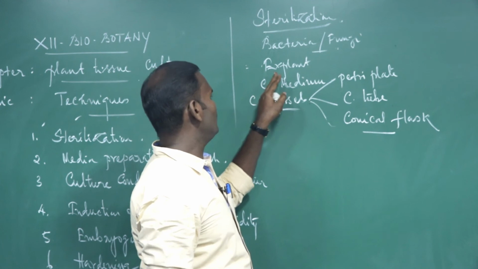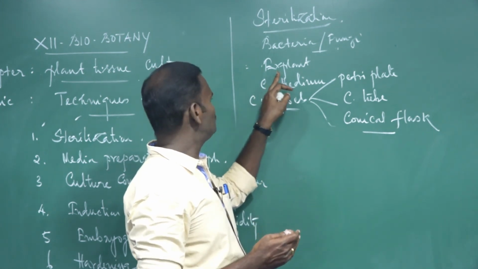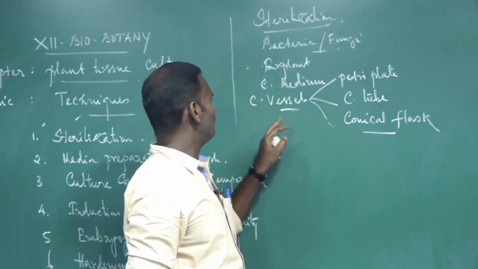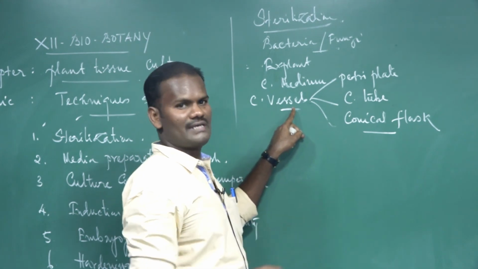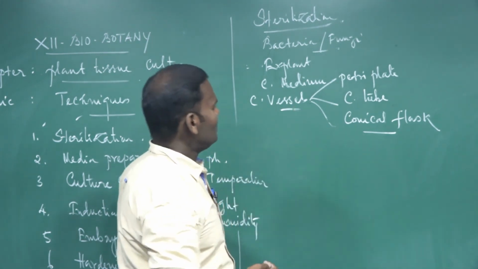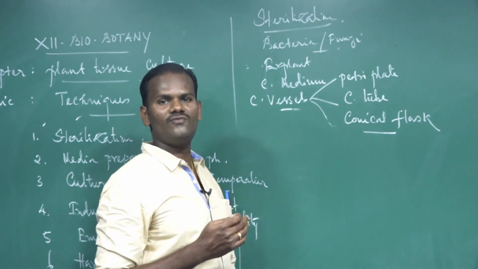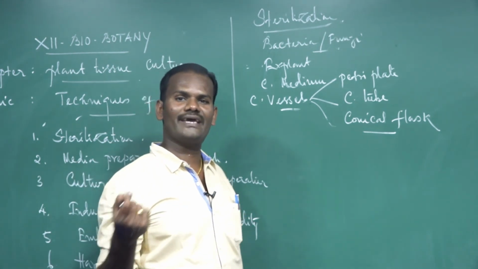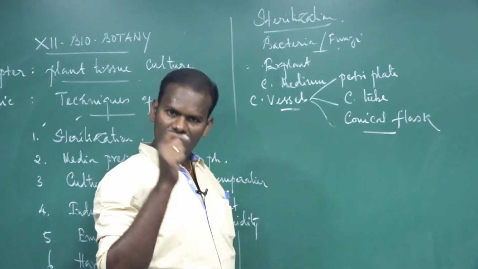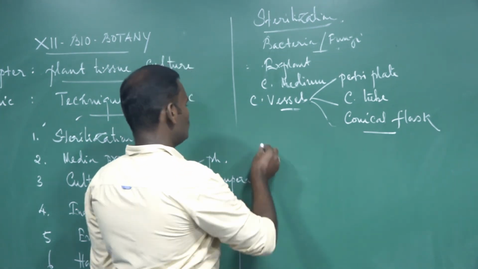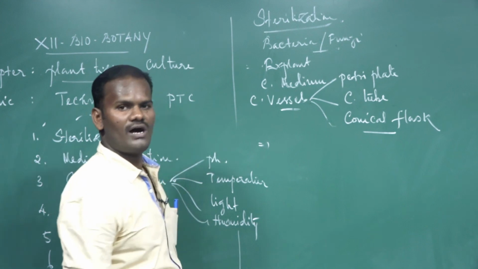First, these should be sterilized. The explant, culture medium and culture vessel should be sterilized. The essence of sterilization is to kill the microbes such as bacteria and fungi before we introduce the explant into the culture medium. So the sterilization techniques involve 5 steps.